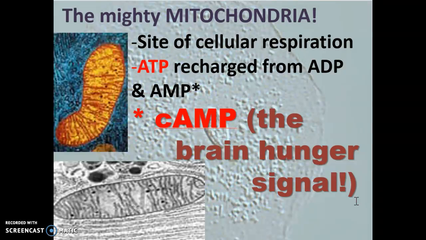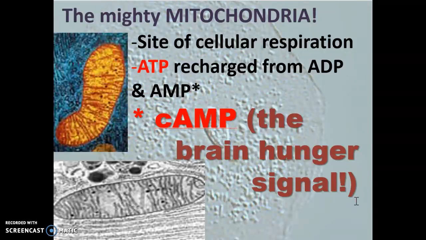The mighty mitochondria. It is the site of respiration where ATP is recharged from ADP and AMP. ATP is adenosine triphosphate. Those 3 phosphate bonds are where the energy is stored. So when you lose energy, it becomes ADP, adenosine diphosphate, which still has some energy in a phosphate bond. When that phosphate bond is broken, it becomes cyclic adenosine monophosphate.